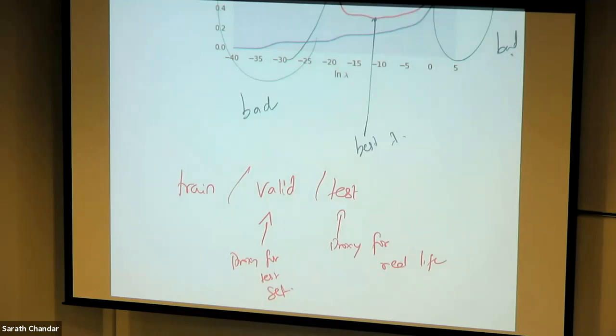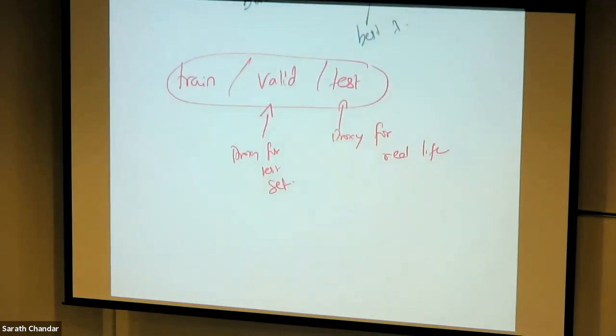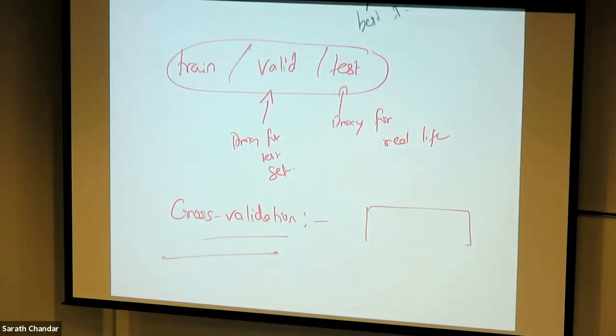This is where we are going to slightly generalize this idea of splitting data into train, valid, and test. First of all, this idea of using a validation set to choose hyperparameters also has another name, which is cross-validation. So what is cross-validation? Cross-validation is basically taking the data, dividing it into train and valid, and using the validation set to pick the best model.